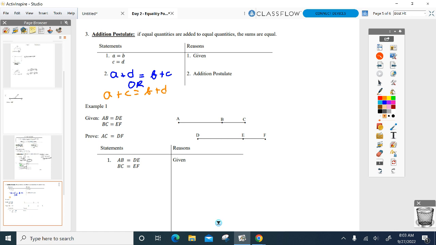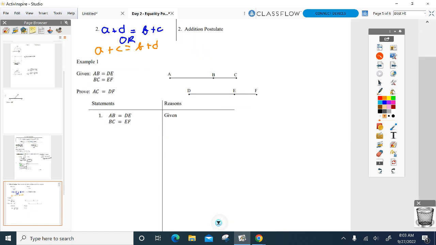If you add equal pairs together, the results are equal. All right. So that's our third one. All right, here we go. Big moment in your math career coming up. Your first proof right now.